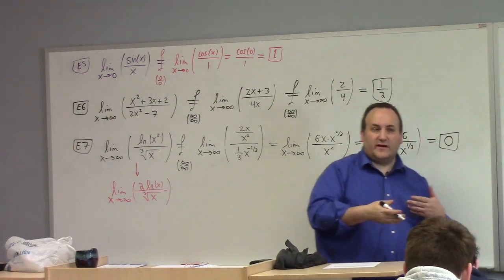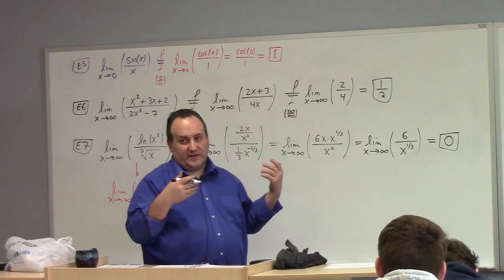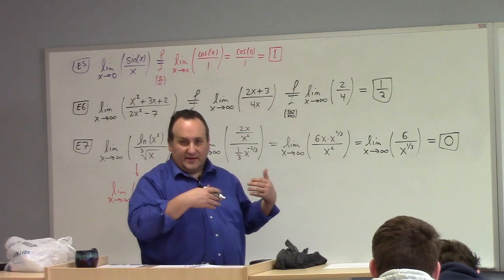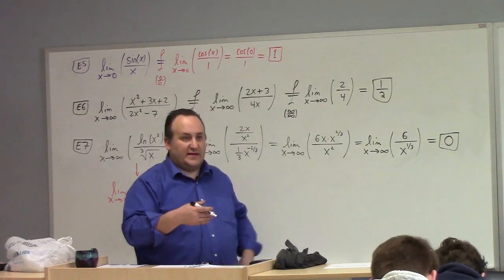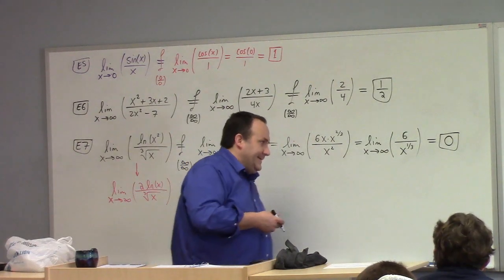Because e to the 1 over x goes to e to the, what happens to 1 over x as x goes to 0 from the right? It goes to infinity, right? And e to the infinity is infinity again, because the exponential gets really, really big for large values.